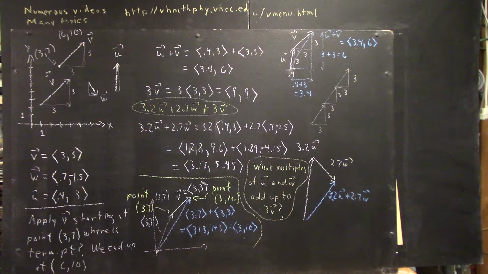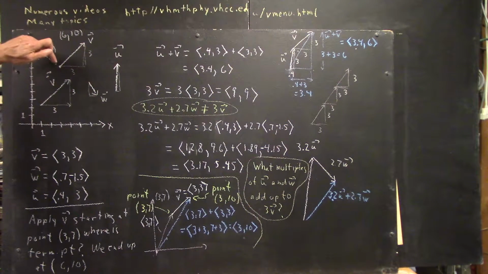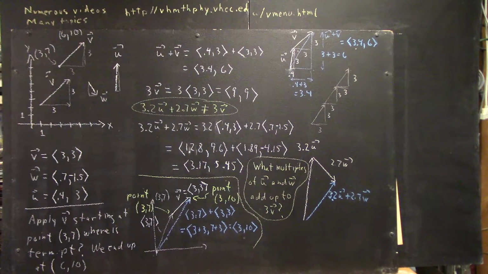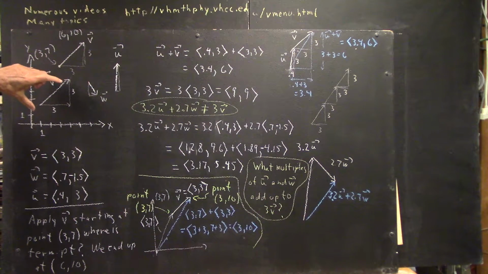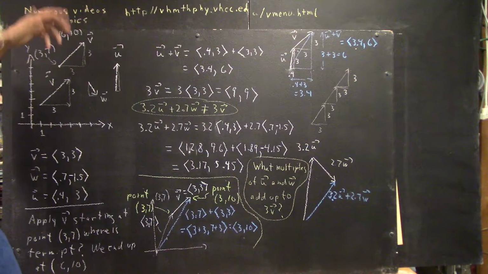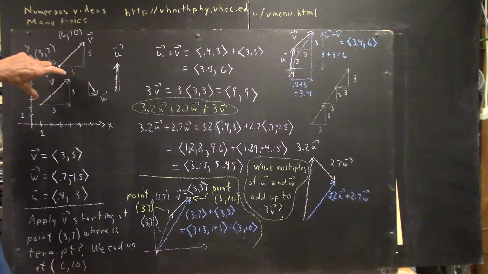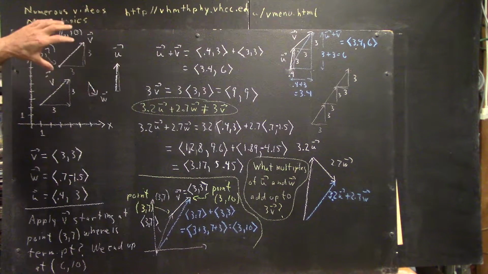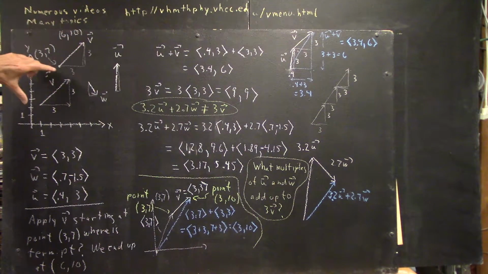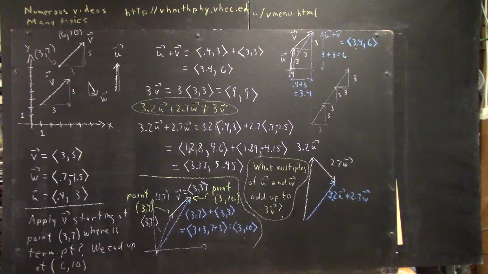Okay, so if v starts at the 3, 7, in other words, if the initial point of our v vector was 3, 7, where would the terminal point be? Well, here's the point 3, 7, and I've moved the v vector up here. I'm allowed to do that. Remember, as long as I don't change the length or direction. That looks like I drew it a little short, but it's still a picture representing what we would get if we did it right.